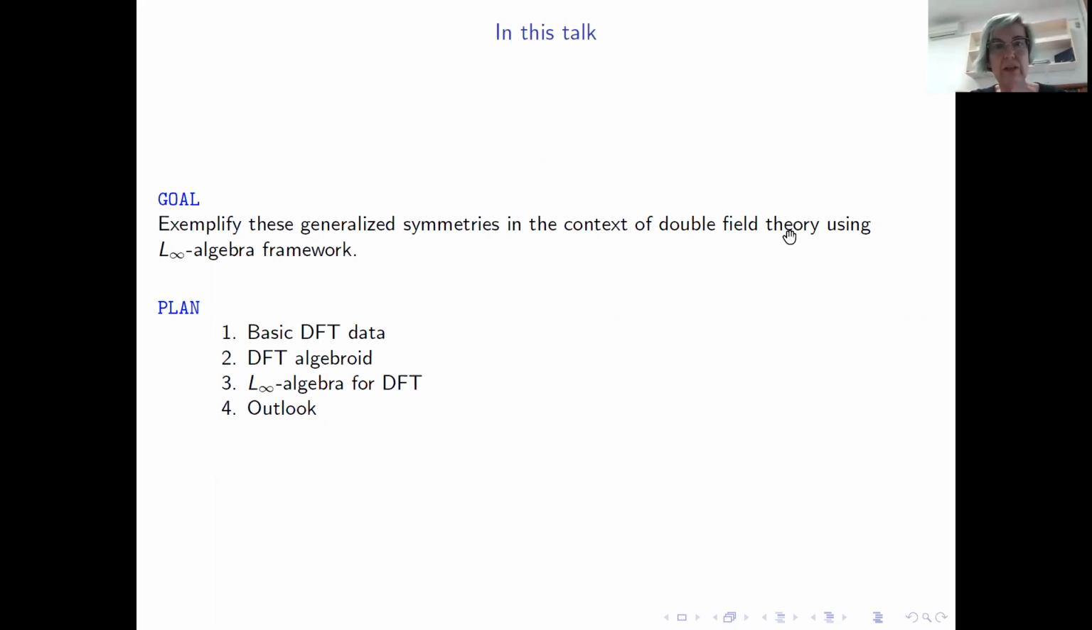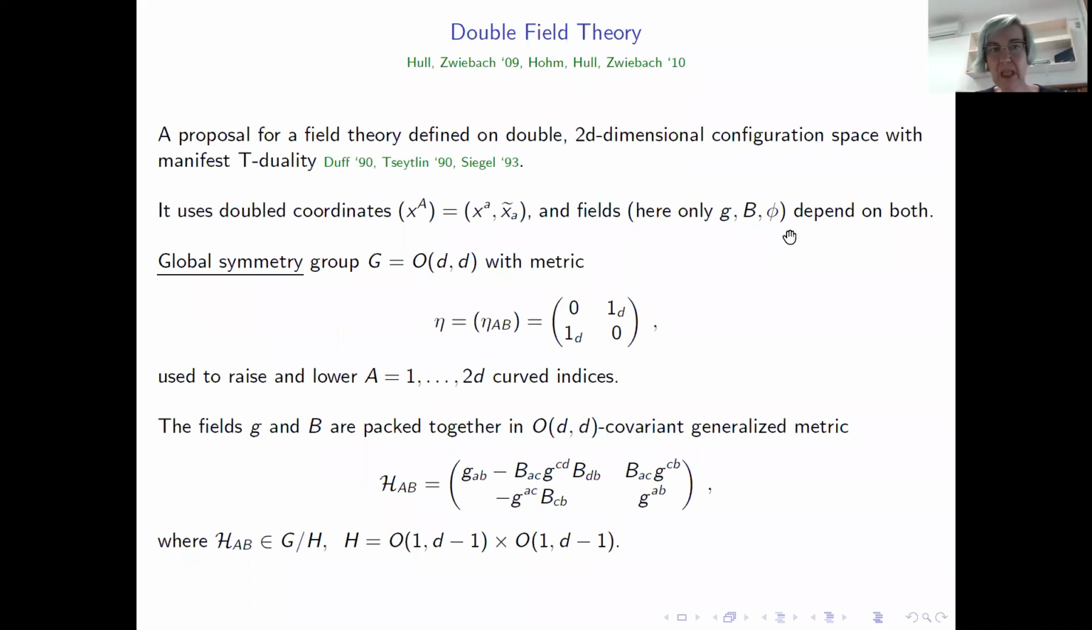So to start with double field theory, it's a proposal for a field theory defined on a doubled, 2d-dimensional configuration space with manifest T-duality. Some old initial references go back to the 90s to Duff, Tseytlin, and Siegel, but the incarnation we know and work on today goes back to the work of Chris Hull, Barton Zwiebach, and Olaf Hohm.